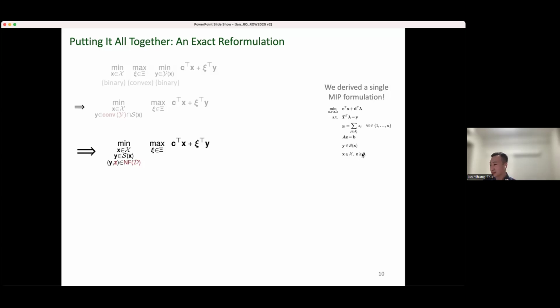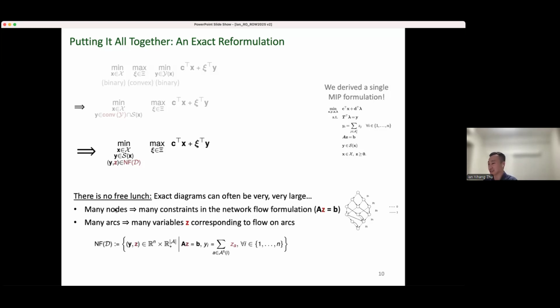Okay, so what's the problem here? The problem is that there's no free lunch. The one challenge is that these diagrams might be very, very large, if I want to formulate them exactly. So what do I mean? Well, what happens when these diagrams are really large? If I have many nodes, this is the same as saying I have many of these flow balance constraints, AZ is equal to B. And if these diagrams are very large because there are a lot of arcs, it just means I have to introduce many of these continuous variables. So I've essentially replaced one problem with another. Now I have this huge mixed integer program.